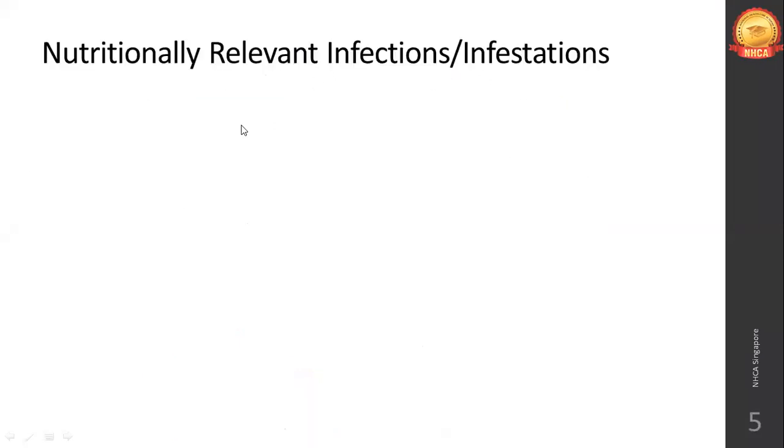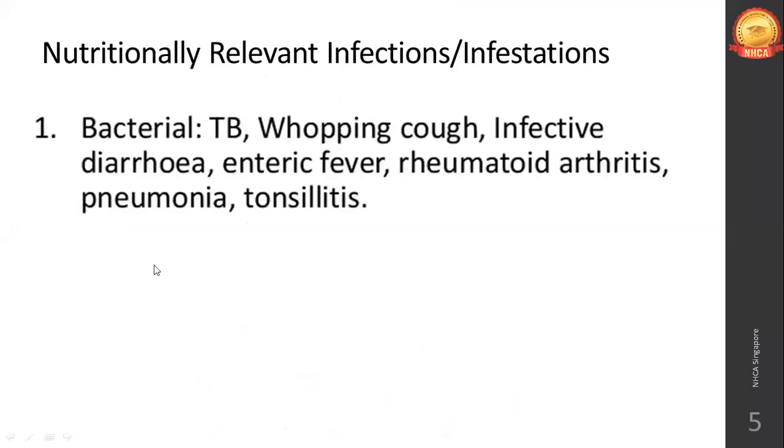Nutritionally relevant infections and infestations. Some bacterial infections like tuberculosis, whooping cough, diarrhea, enteric fever, rheumatoid arthritis, pneumonia, tonsillitis. These are bacterial infections that will lead to malnourishment in the long run if not treated properly. For example, if somebody has been suffering from tuberculosis for a very long time, there will be excessive muscle wasting in their body.